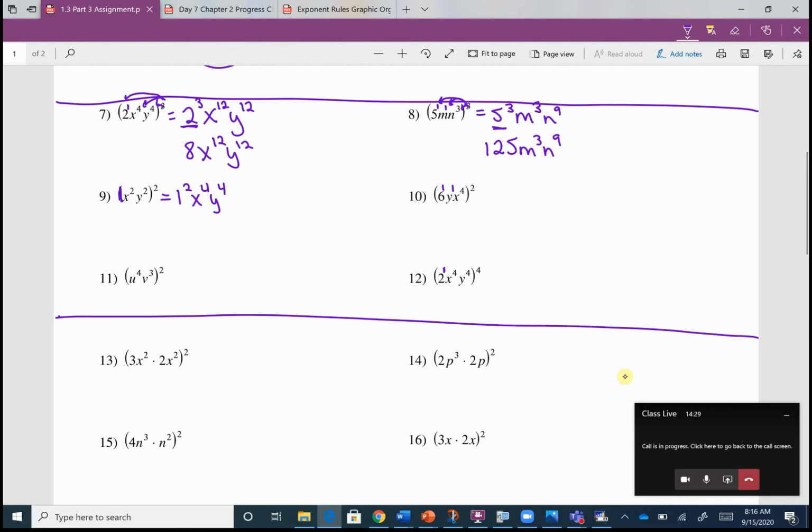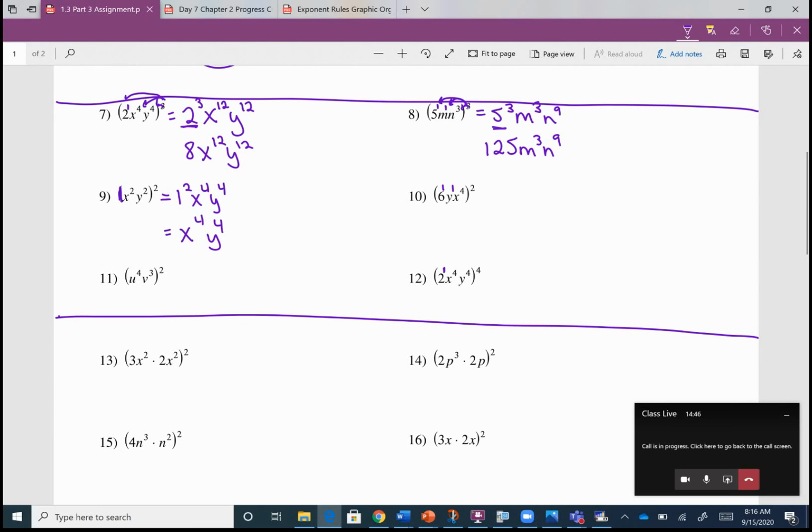Mathematicians are kind of lazy. They don't like to write the 1s. So if you didn't have the 1 there, that's fine, and if you did put the 1 there, that's totally fine too. Either way is okay.